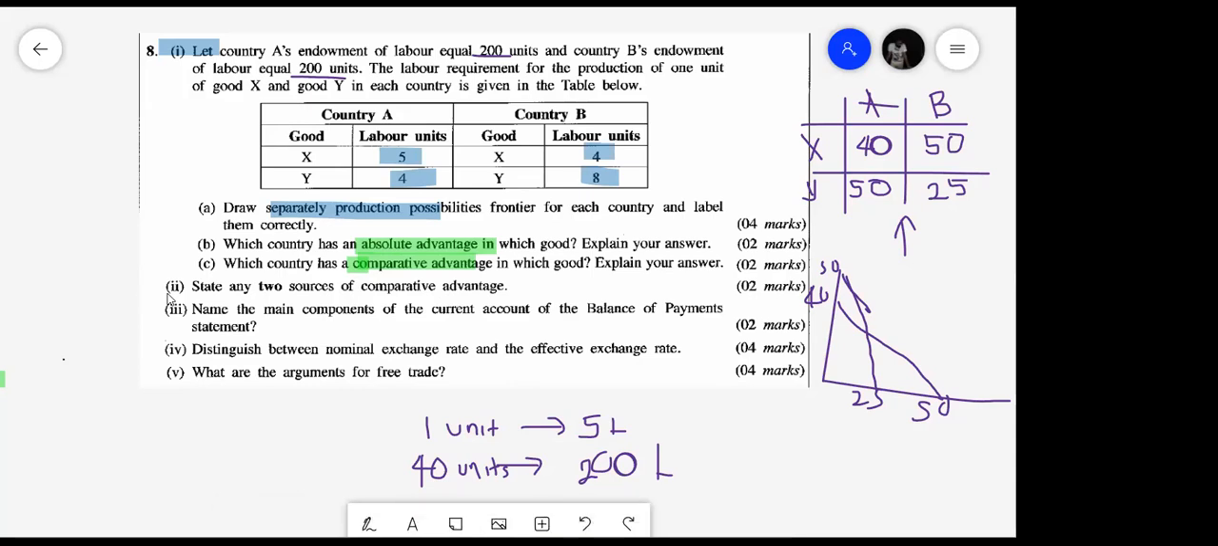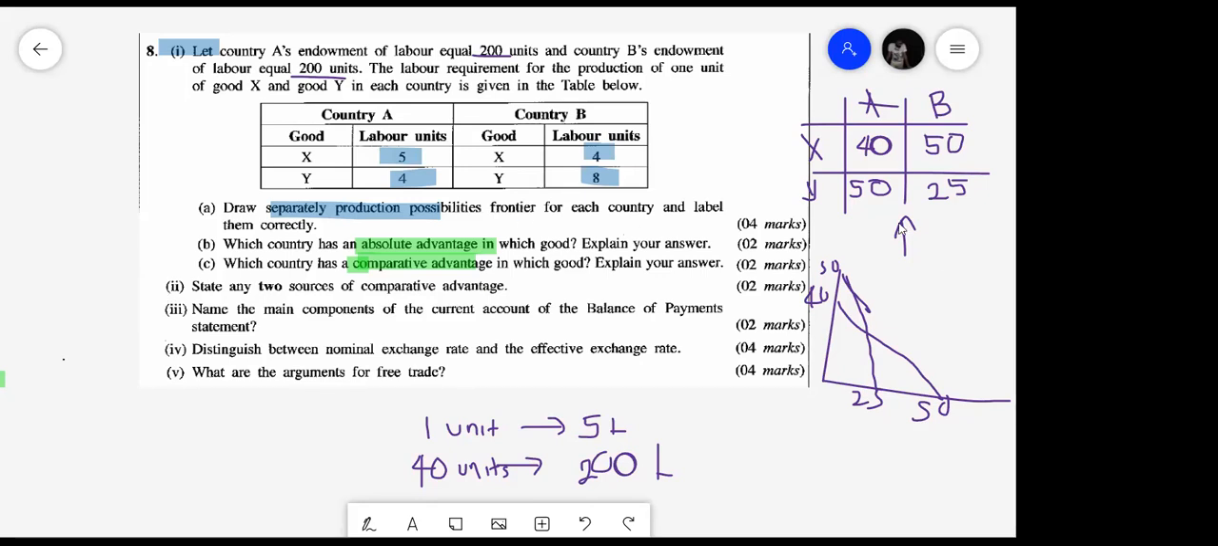State any 2 sources of comparative advantage. One of the easiest questions, guys. We looked at so much of this, and in the previous papers also it was there. Reasons why a country has comparative advantage. What are the reasons? Differences in your factor endowment, differences in the quality of your products. You can even talk about government policies. Yes, economies of scale. There is so much that is okay.